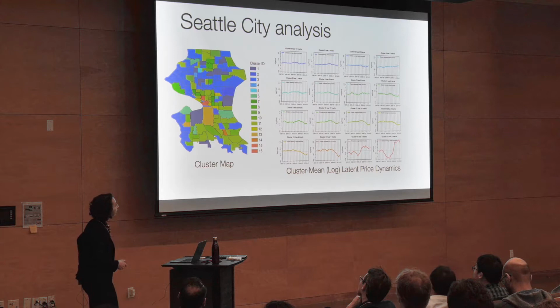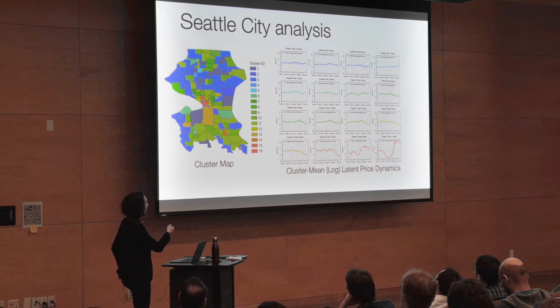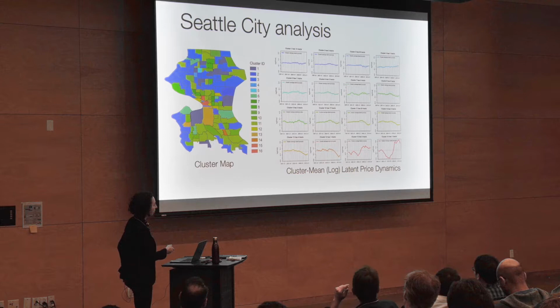Okay, so in the 144 census tracts, we learned that there are 16 different clusters. They're colored here, and each panel shows the log price dynamics on average in that cluster over time. And you see intuitive structures. So for example, this red cluster, this is the downtown region, has the largest bust and boom cycle over this period.